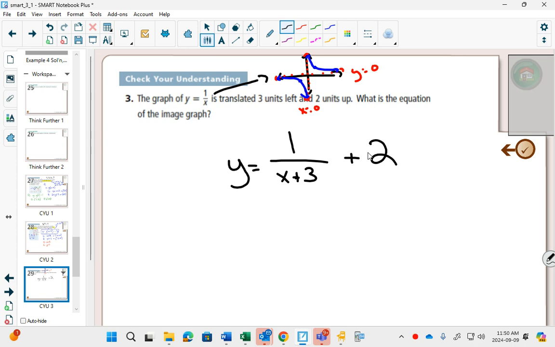Questions for this one? Nice short question. You can circle 12, 13, 14, and 15.